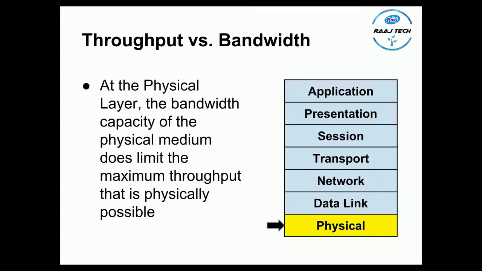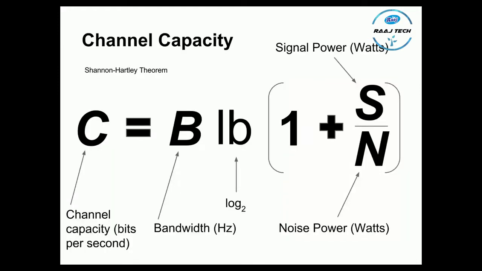So at the physical layer, the bandwidth capacity of the physical medium does limit the maximum throughput that's physically possible. In other words, at the physical layer, the amount of analog bandwidth I have does play a role in determining the maximum amount of throughput that I can transmit through that particular physical medium. In other words, it gives me a theoretical maximum speed. And this theoretical maximum speed is called the channel capacity of the medium. And that channel capacity is given by this equation.